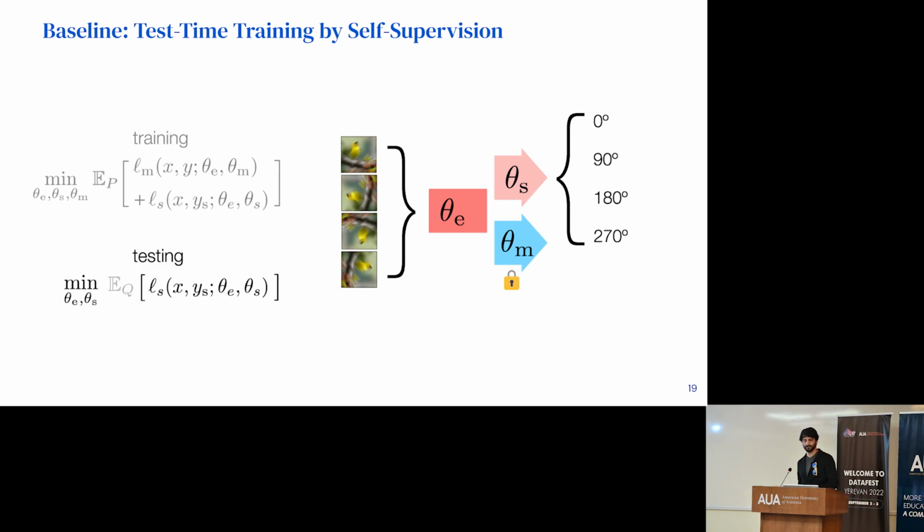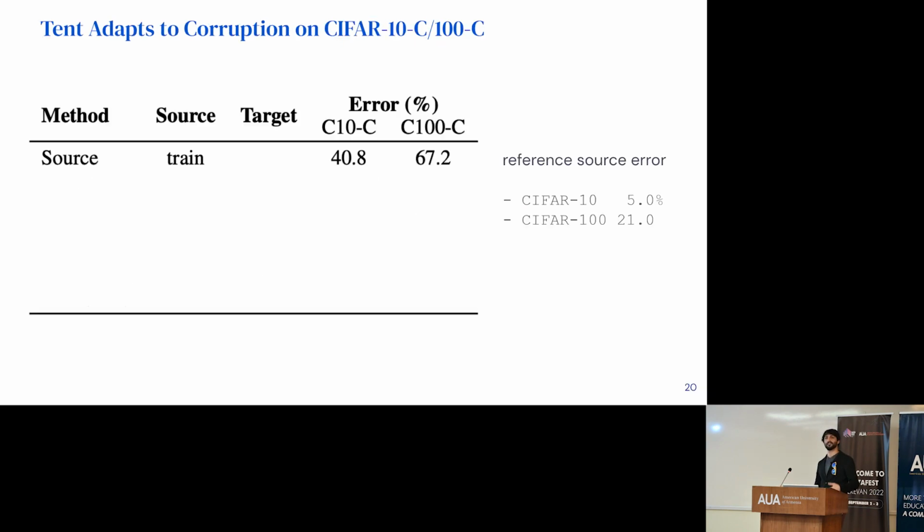Let's see how it can do. I showed you corruptions on ImageNet because that's a larger scale data set, more representative of what we want to do.